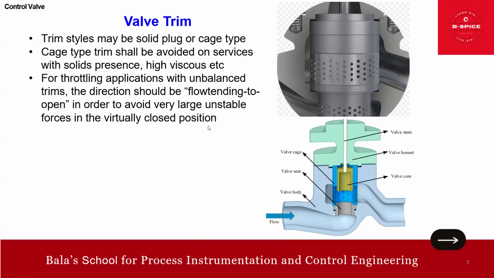Okay, then one more point I want to discuss here. See, for throttling application, with the unbalanced trim, what is unbalanced trim? I'm going to show you the valve schematic in the next slide, but just want to be precise. Unbalanced means very simple, friends: there is no balance hole on the plug. That's it. So that is the point. Unbalanced. So what is happening here?